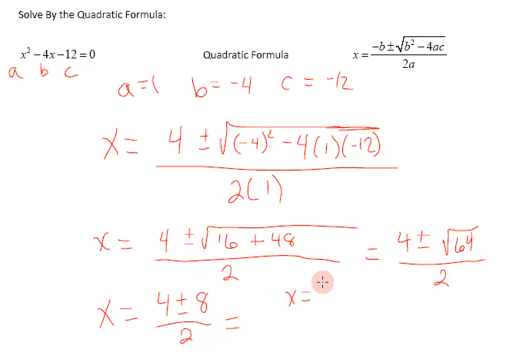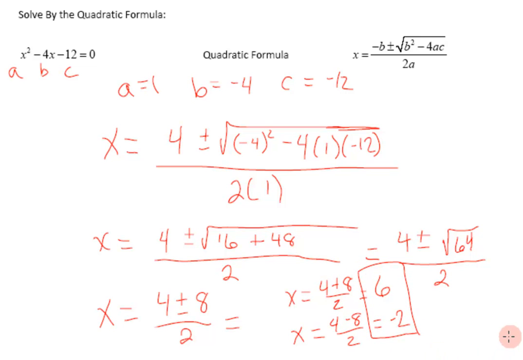So x equals 4 plus 8 over 2. 12 over 2 is 6. X equals 4 minus 8 over 2. Negative 4 over 2 is negative 2. Again, my two answers using the quadratic formula.